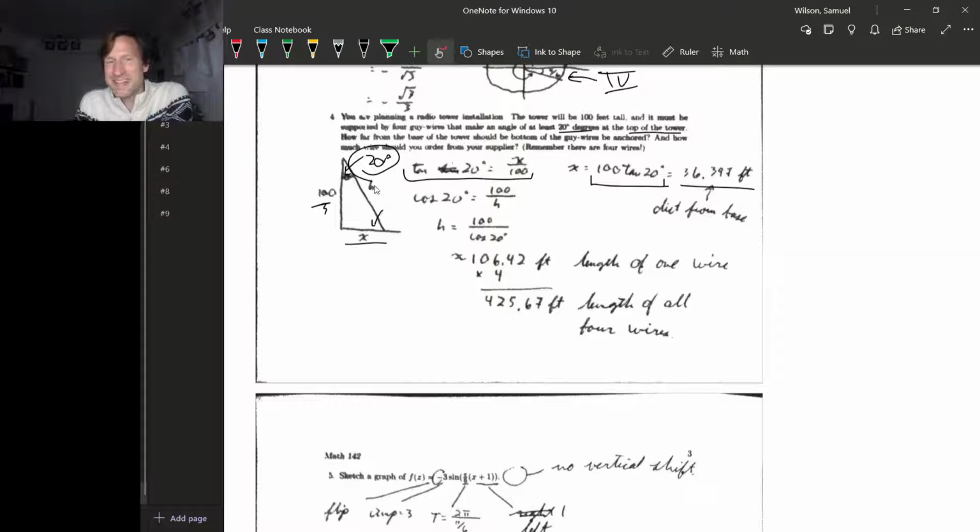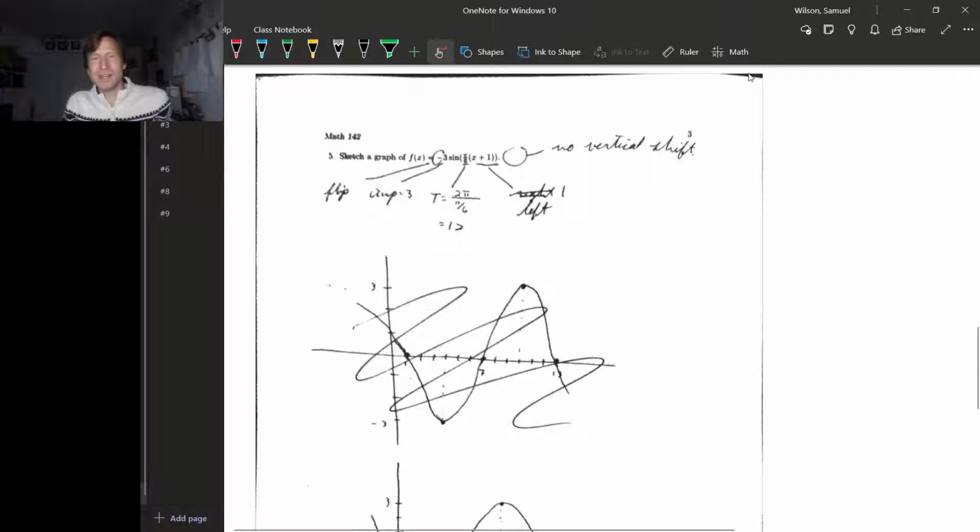People that made this mistake tended to get a value for h that was actually smaller than 100. So how could this hypotenuse be smaller than the leg? That just doesn't make any sense. So be sure, whenever you go for one of those trig function buttons on your calculator or the inverse trig buttons, be sure to check what angle mode your calculator is in, and just make sure that it's using the same units as you are, because otherwise you're going to get answers that are totally wrong.